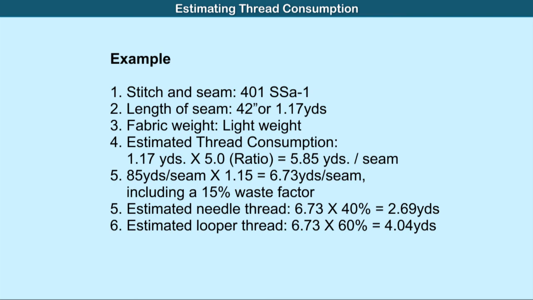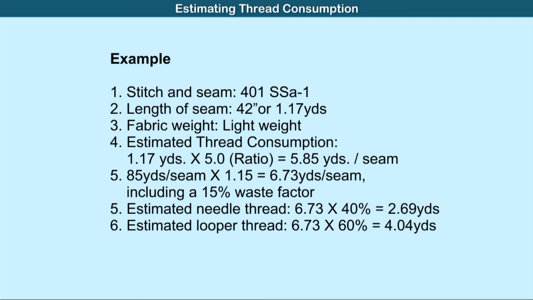For 503 overedge, a 2-thread stitch, the factor will be 7 to 10, and the needle thread will be 60% and bobbin thread will be 40%. Another overedge, the 504 stitch, comes under 3-thread overlock, and here the factor varies from 12 to 16, where 25% will be the needle thread and 75% will be the bobbin or bottom thread.